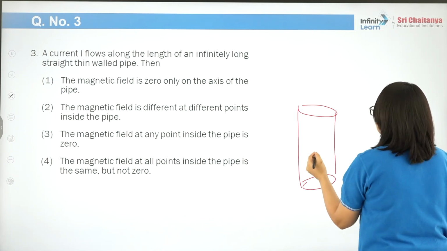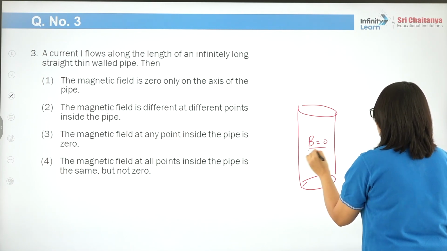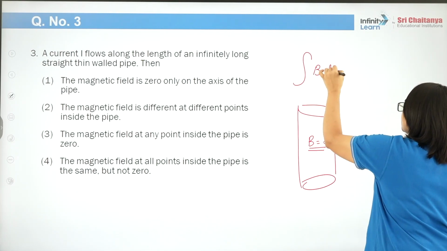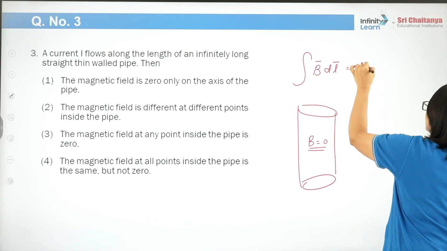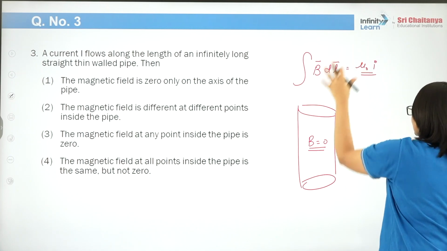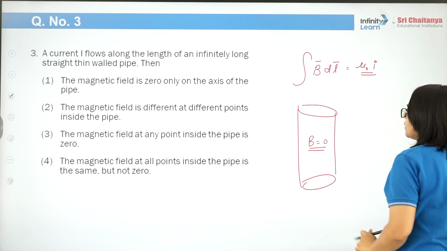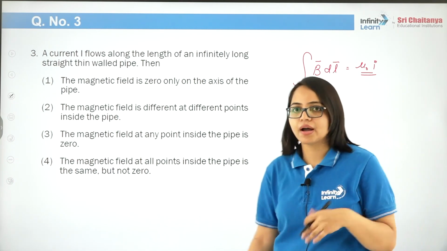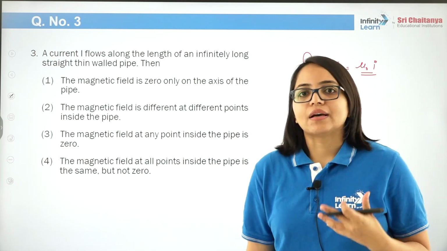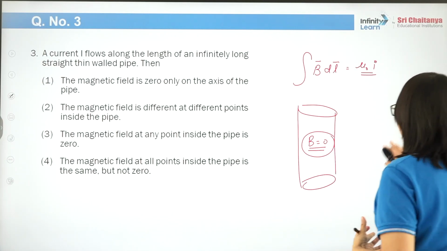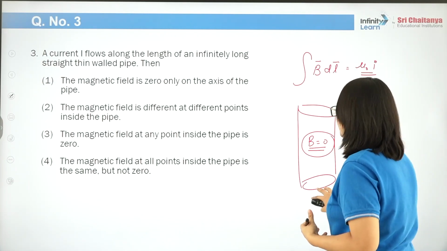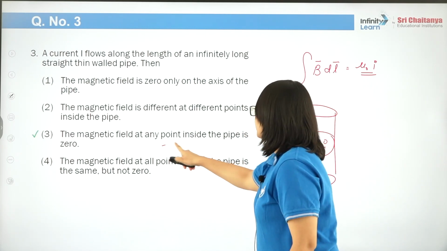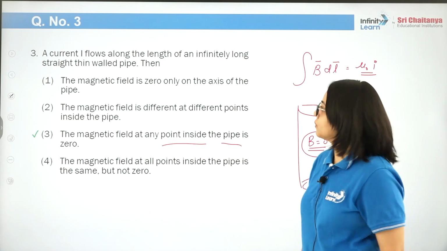So magnetic field inside will be 0 according to Ampere's circuital law, that line integration of B dl is equal to mu naught into I, which is enclosed inside this Amperian loop. If you take any Amperian loop inside the pipe, total enclosed current will be 0. So magnetic field B inside will be 0. So the correct answer is magnetic field at any point inside the pipe is 0, which is option 3.